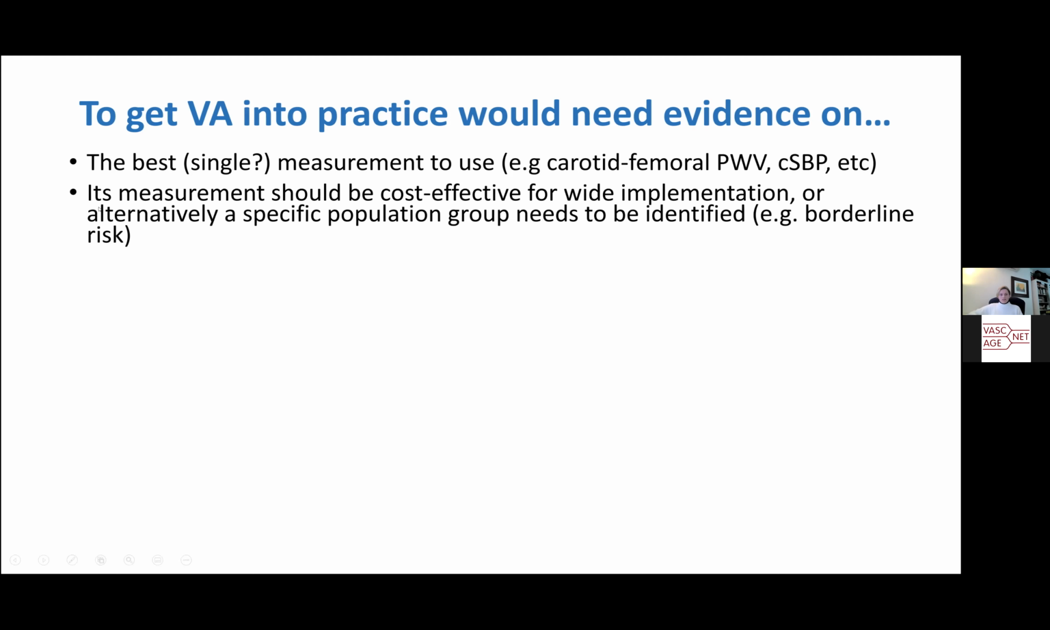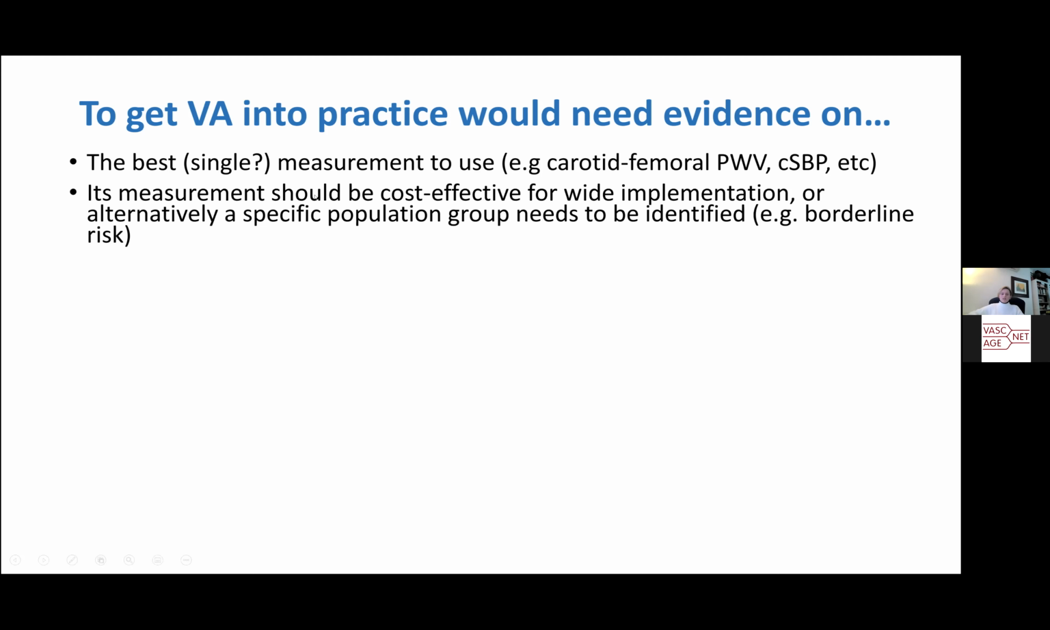Also, what is important, its measurement should be cost effective for wide implementation. So if it is something for general practice that you want to really implement throughout all countries and you think it would add value and benefit, it is important to be as cost effective as possible. Of course, high-income countries would not be that big a deal in terms of implementing when it's more expensive, but nevertheless, where money is to be saved, that's always a consideration.